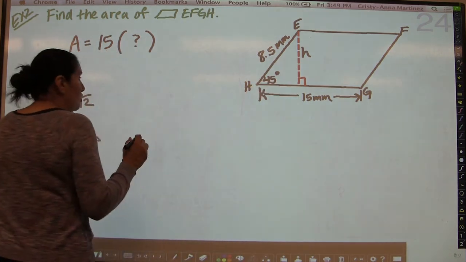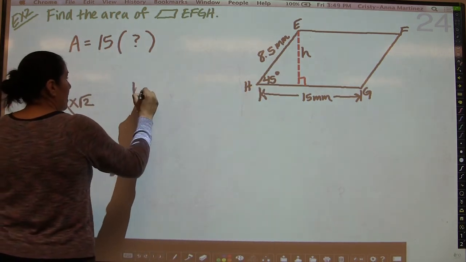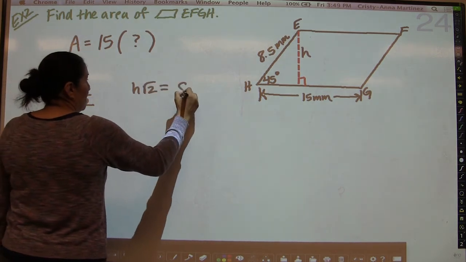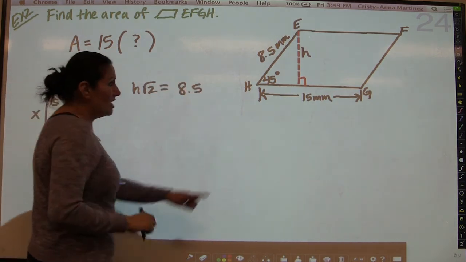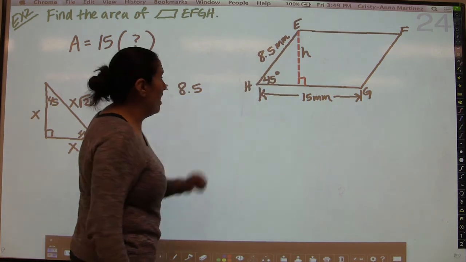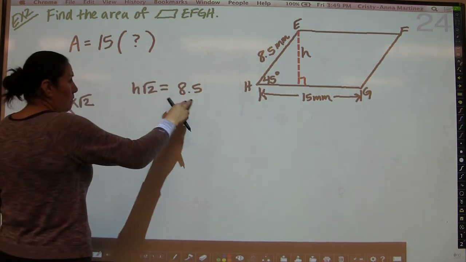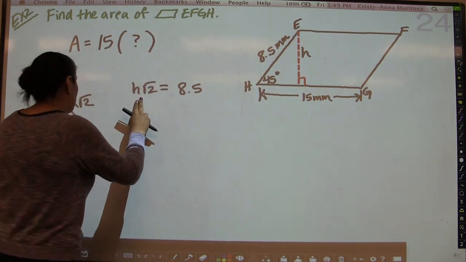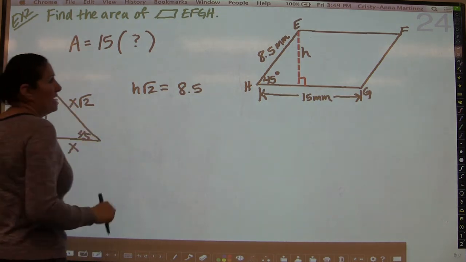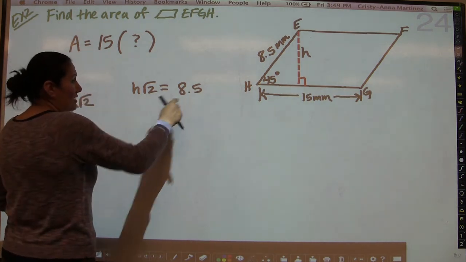So what we have to do is solve the equation h root 2 equals 8.5, because we know that the hypotenuse is 8.5. So we're going to equate h root 2, which we know it's supposed to be based on a 45-45-90, to 8.5.